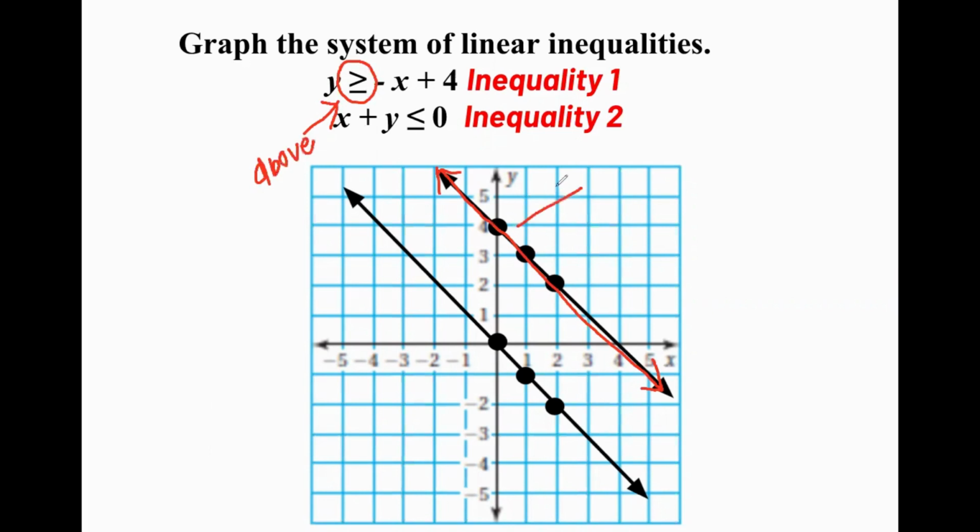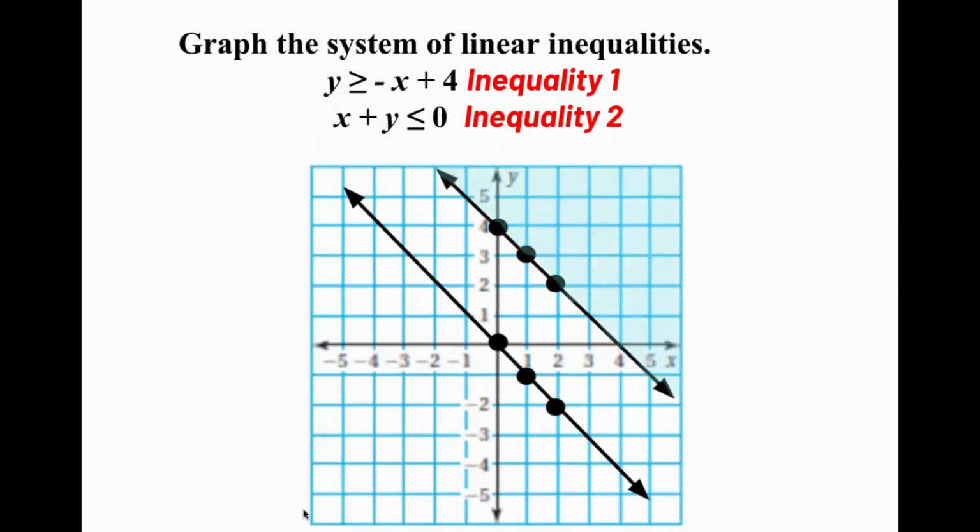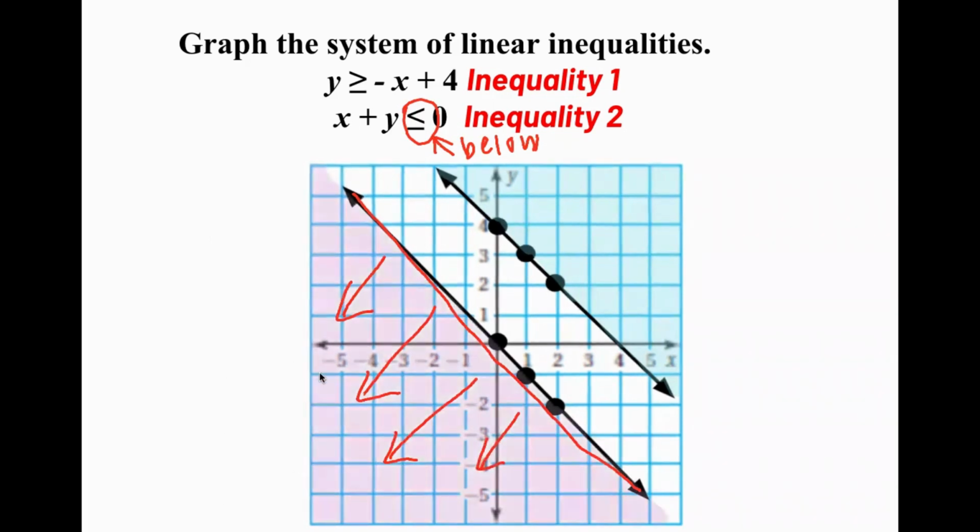Shading above would mean all of this portion of the graph right here. And if you were to shade that in, it looks something like this. As for x plus y is less than or equal to 0, that would be this other line right here. And it's less than or equal to, so you want to shade below the line. And shading below the line would be this portion of the graph right here. And if you were to shade that entire region, it would look something like this.